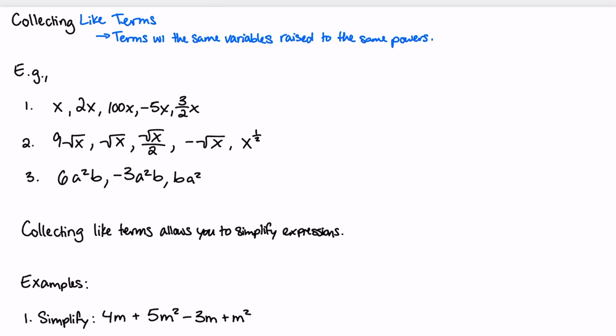And being able to recognize like terms and then collecting them and either adding or subtracting them allows you to simplify expressions. And I'm going to go over a few examples with you in just a moment on how to do that.